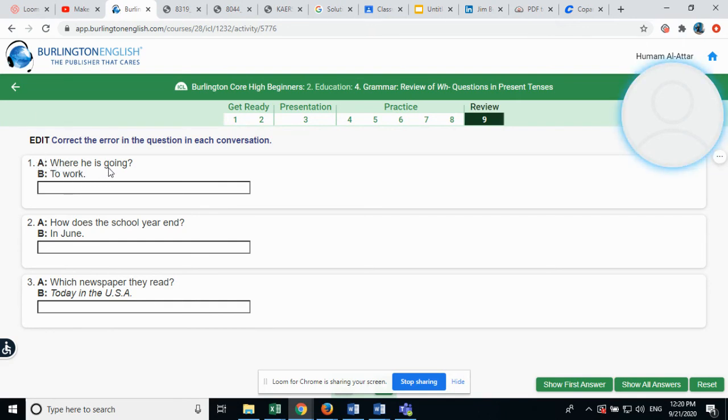Again, there is a mistake or error in each question. Put your correct answer here. And when you finish, you can take a picture of it, okay, and send it to me.